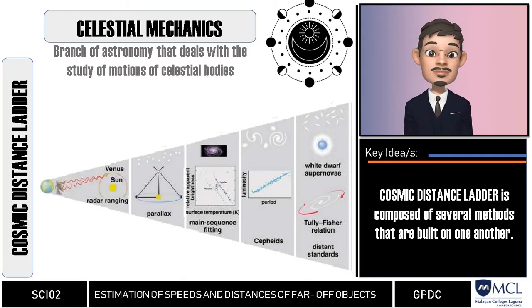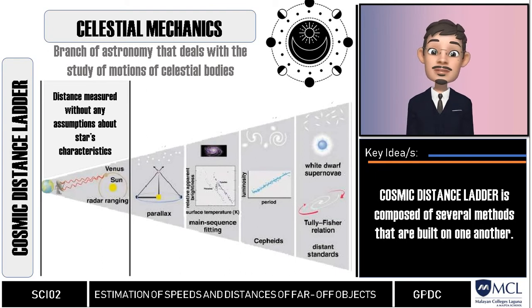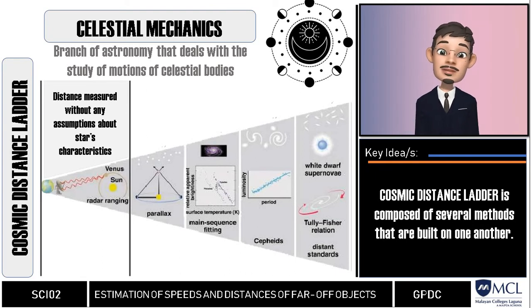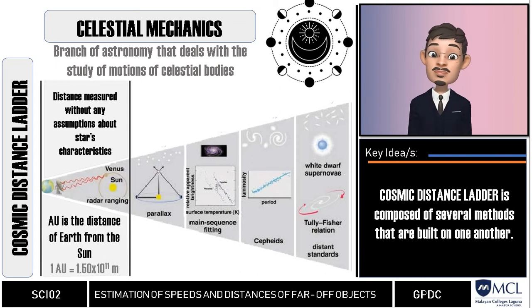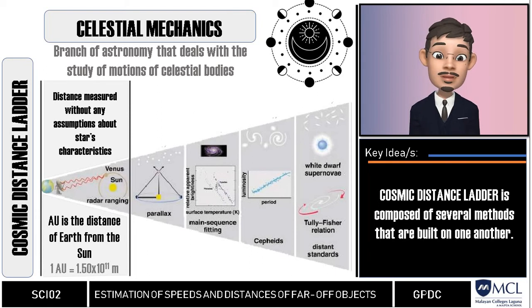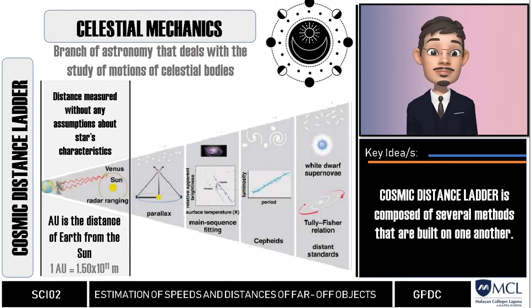The base of this cosmic distance ladder is a distance measurement done directly without any assumptions about the star's characteristics. For example, the measurement of one astronomical unit, or AU, which is the measure of the distance of Earth from the Sun, is considered the base. Thus, 1 AU is approximately 1.50 × 10^11 meters.